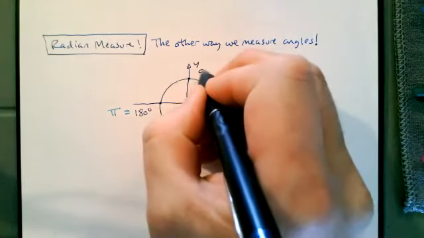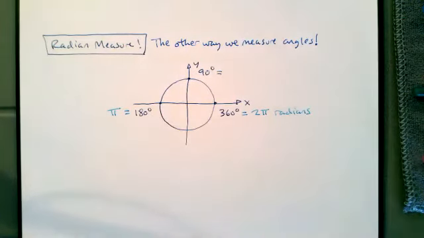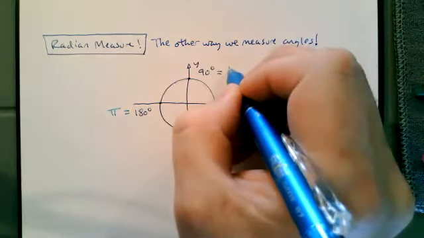Up here is 90 degrees, and we've cut the 180 degrees in half, so we're going to refer to 90 degrees as pi over 2.